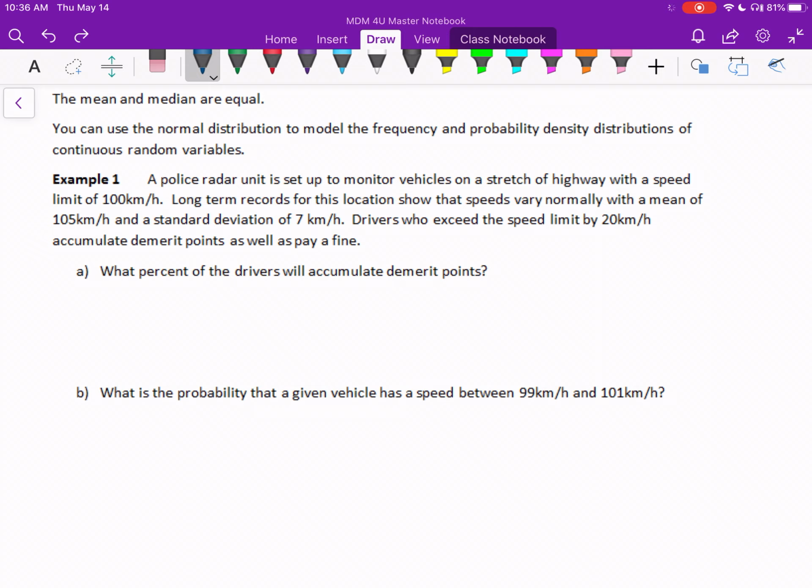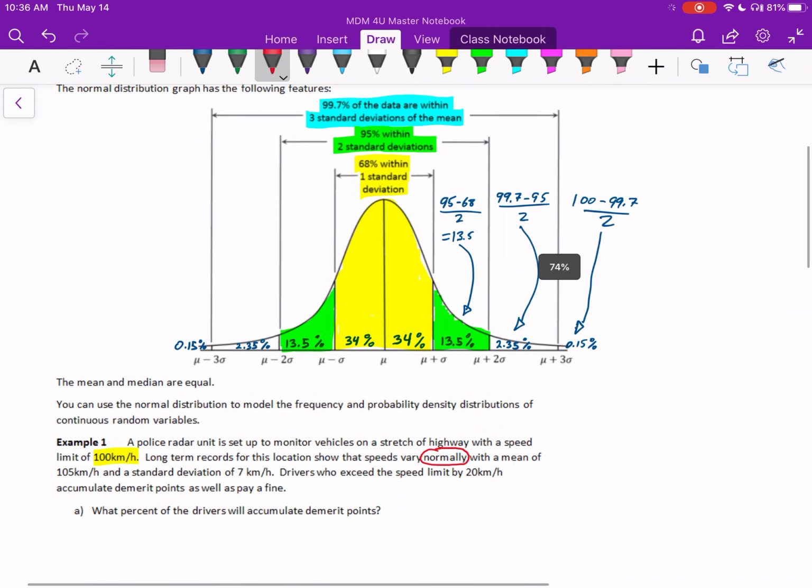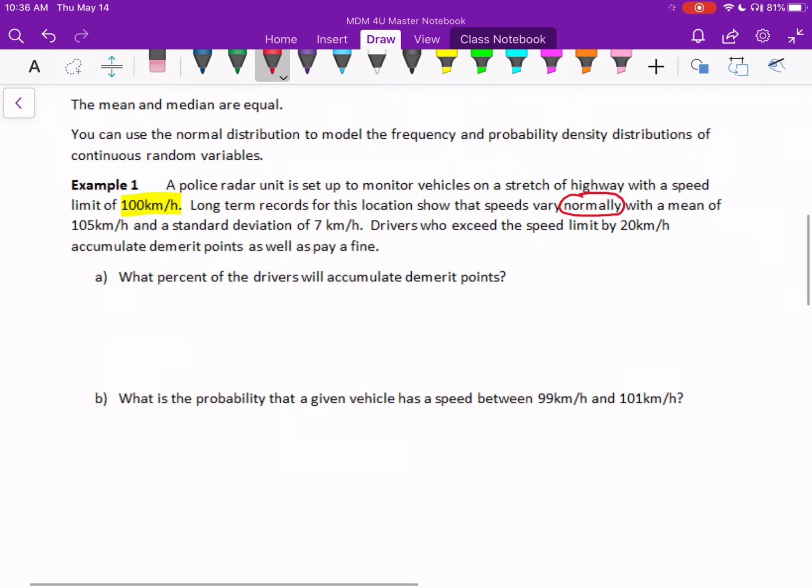The first one says, a police radar unit is set up to monitor vehicles on a stretch of highway with a speed limit of 100 kilometers per hour. Long-term records for this location show that speeds vary normally. So when they say varies normally, that's not just talking like, oh, they're normally this. This is being used in a scientific way. Saying something varies normally in this case means if we were to look at a graph of all the data, it would look like this.